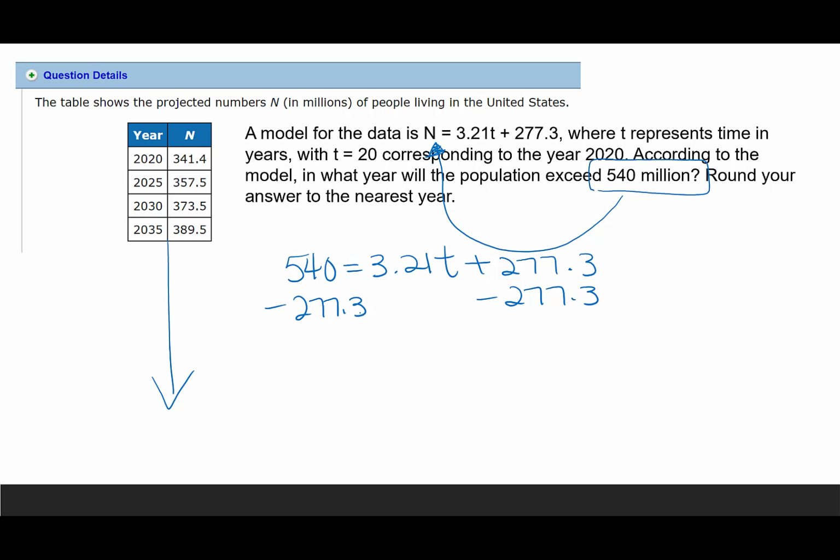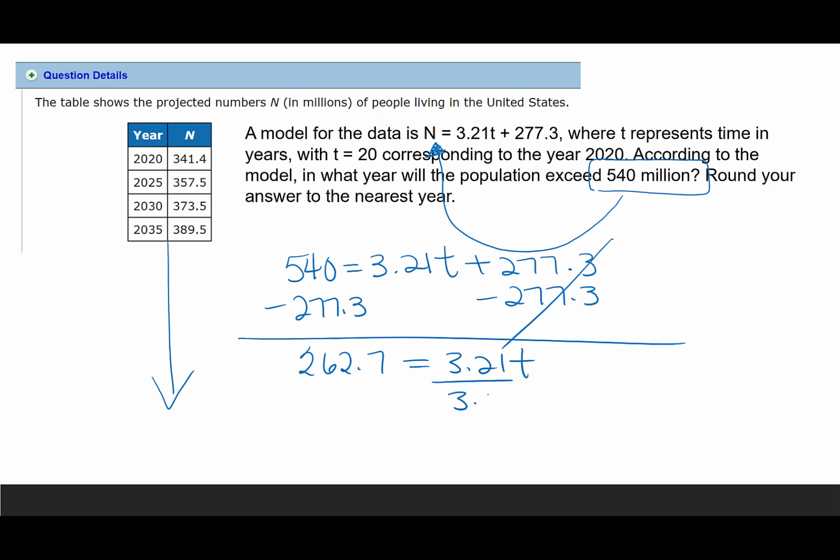First thing is we'll subtract 277.3 from both sides. When you subtract, you get 262.7 equals 3.21t. Now divide both sides by 3.21 to get an answer of t equals 81.838. Now if you go back to the original problem, it says round your answer to the nearest year. If we were to round to the nearest whole number, we would round to 82, so t would be 82. But it doesn't really make sense if we just type in 82.